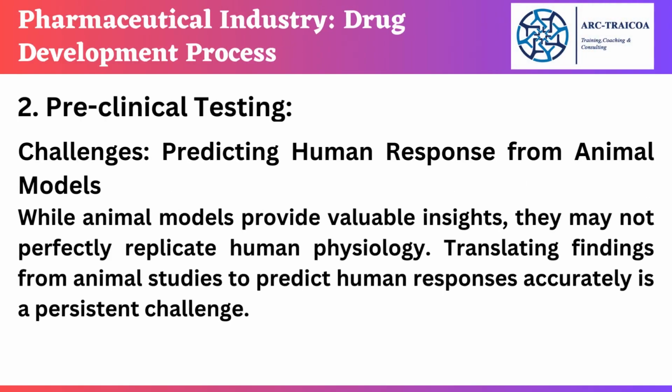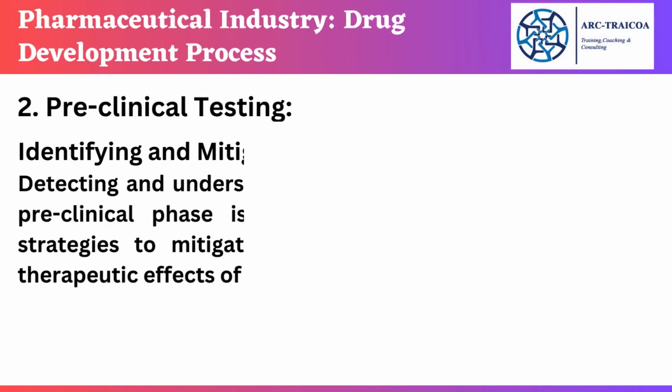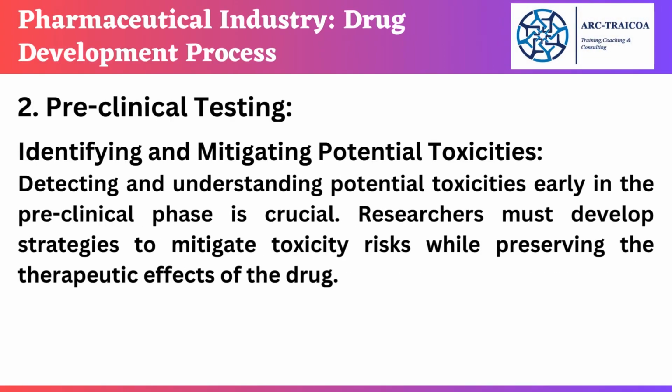Challenges: predicting human response from animal models. While animal models provide valuable insights, they may not perfectly replicate human physiology. Translating findings from animal studies to predict human responses accurately is a persistent challenge. Identifying and mitigating potential toxicities. Detecting and understanding potential toxicities early in the preclinical phase is crucial. Researchers must develop strategies to mitigate toxicity risks while preserving the therapeutic effects of the drug.